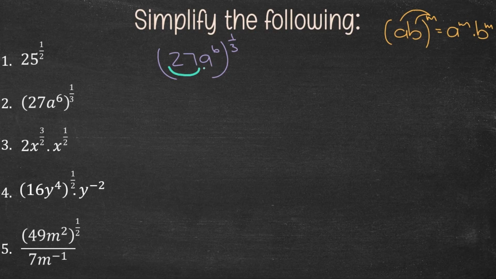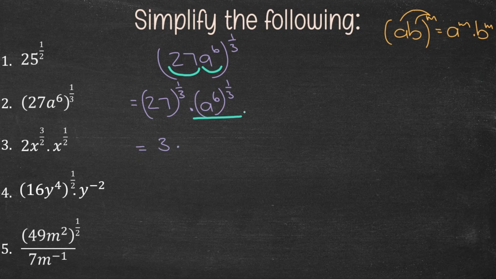I've got a factor here, I've got a factor here, so for each one of these, I have to apply this exponent as well. So I'm going to write 27 to the power of 1 over 3, and I multiply a to the power of 6, keep it in brackets, to the power of 1 over 3. Okay, now let's have a look. I've got 27 to the power of a third. Now, in the previous example, I showed you that anything to the power of 1 over 3 or a third is actually asking for the cube root. So the cube root of 27 is 3. 3 times 3 is 9, and 9 times 3 is 27.